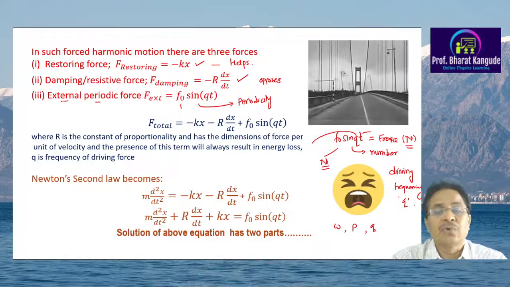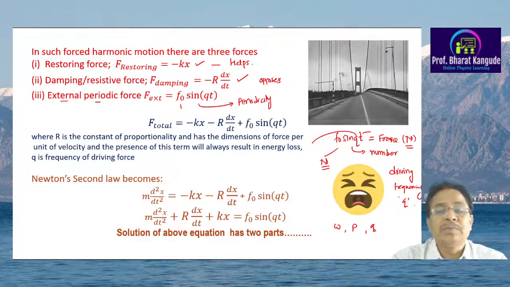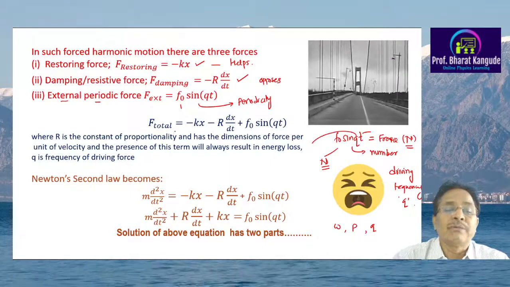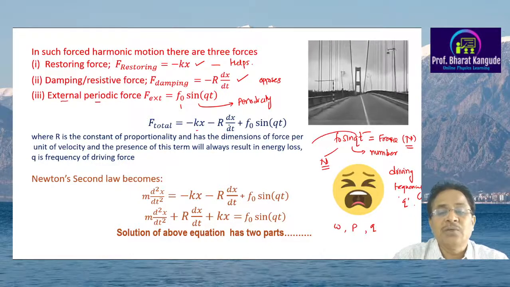And therefore in this case the total number of forces will be 3. Addition of these 3 forces gives me F total is equal to minus kx minus r into dx upon dt.